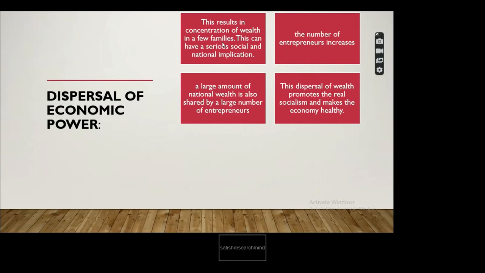The lower class, middle class, and rich class. This can have serious social and national implications. How? Poverty line will be reduced. Poverty line eradicated. Serious social issues and social inclusion. Then why, after the 74th independence, has India not developed yet? What is the problem?